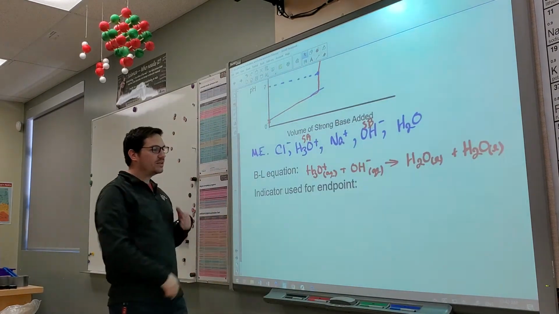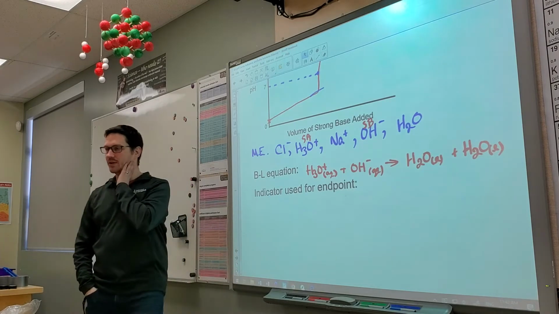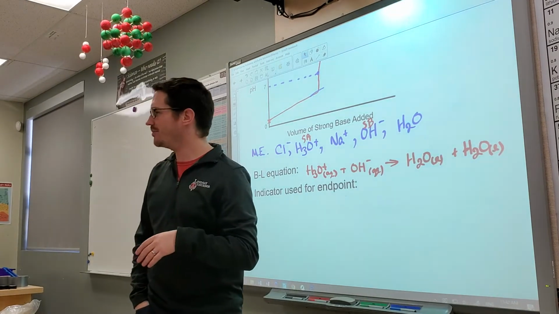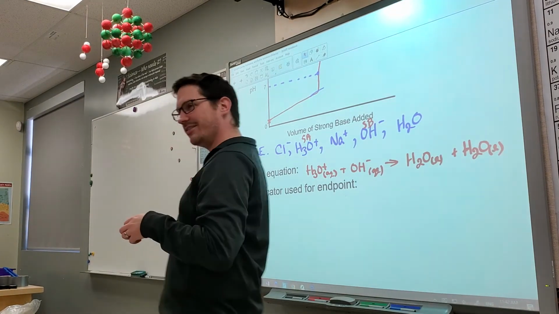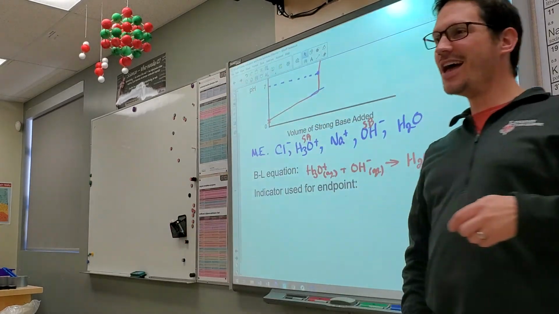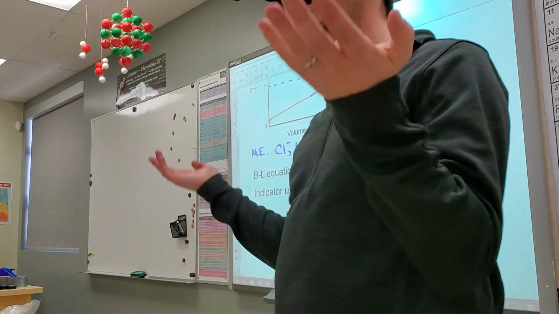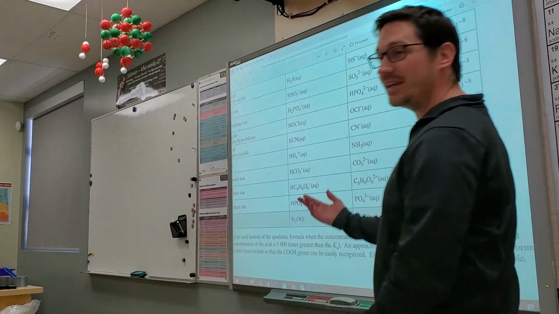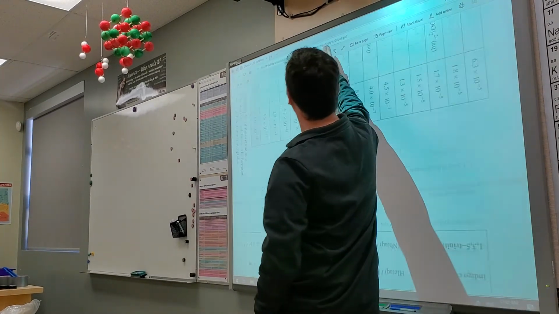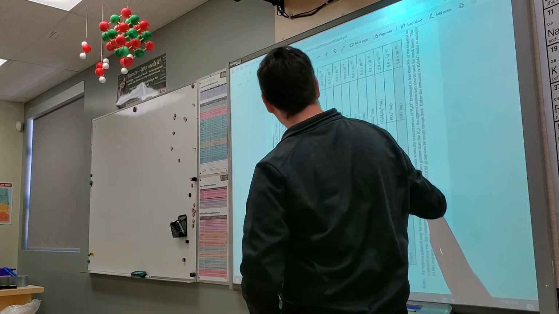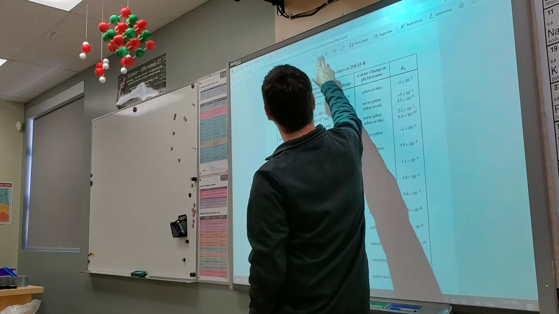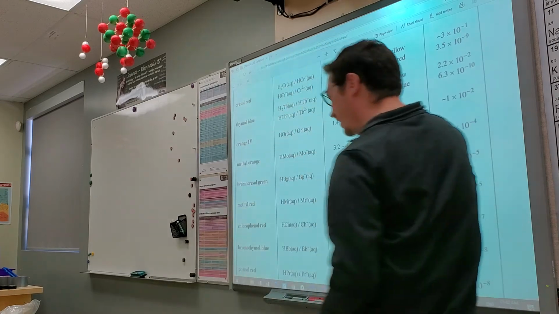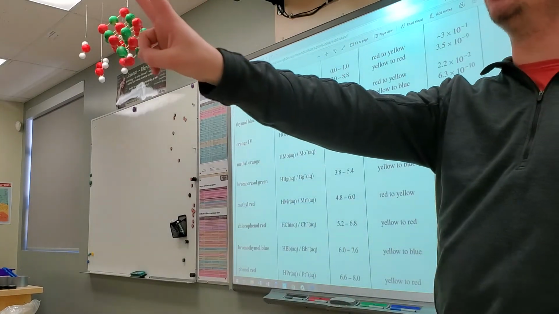So what's going to be the indicator you would like to use for this endpoint? Do you remember this from Chem 20 at all? It's in your data book. You don't have to memorize it, that's for sure. Look at your data booklet. It's a pH of 7, yeah? Oh, so good. There's two of them. You can use two of them.